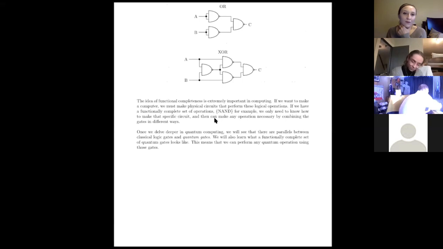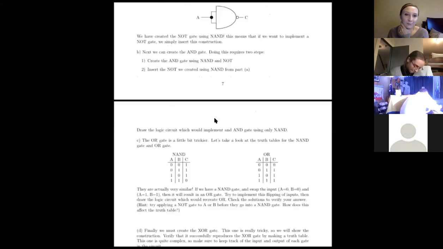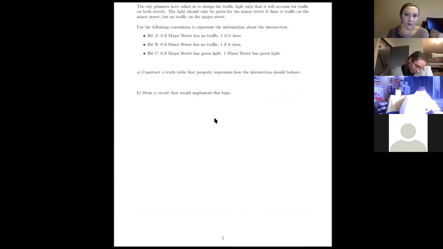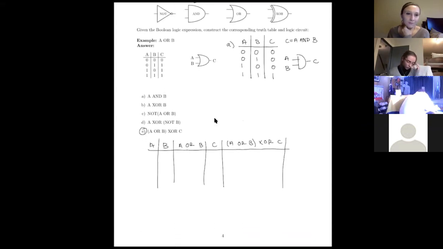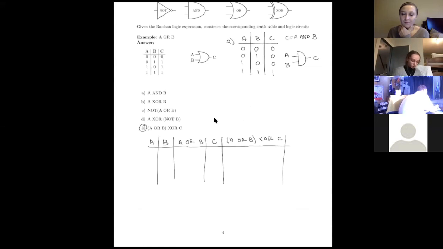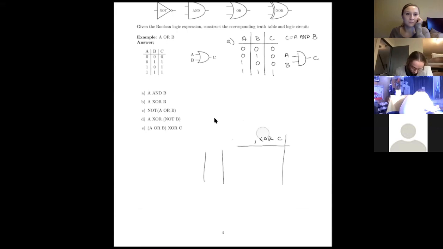On homework 1, someone had a question on number 2. I think D and E, trying to find the output. Okay, should we start with D? We can do that. So let's do D.